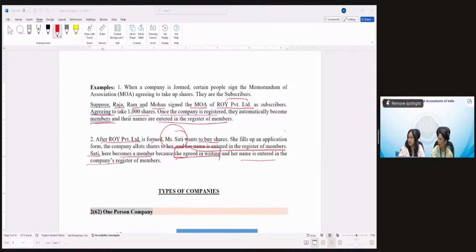So would you like to take a break, Shraddha? Just 5 minutes, and we can start with these types of companies, some specific types of companies.